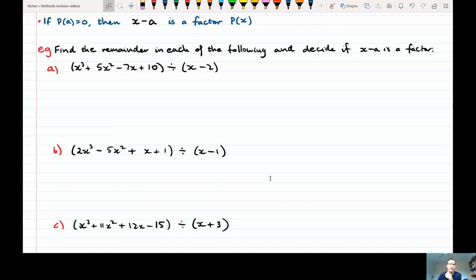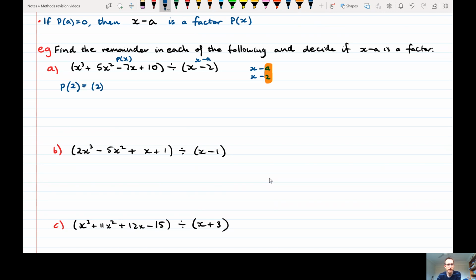So the first one, you have p of x is this thing and x minus a is this thing. So p of x is that. P of a, now the question is, what value do I substitute in? Well, if you notice, we have x minus a, we talked about before in the rule, and we have x minus 2 now. So hopefully it's fairly clear that a is equal to 2. So I'm going to do p of 2.